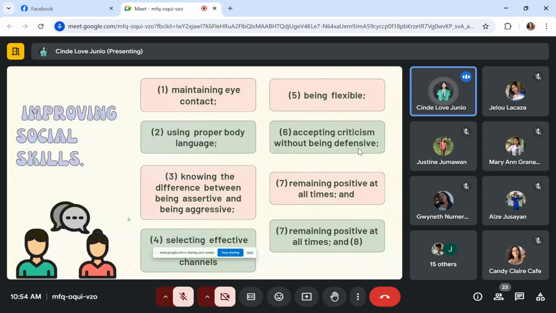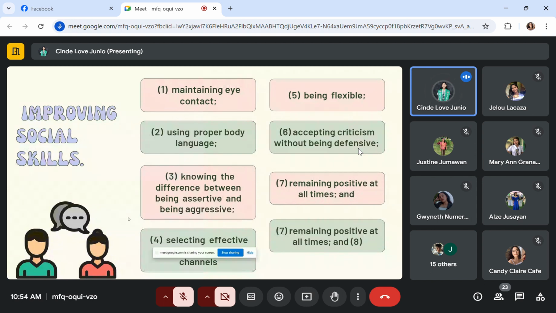Then next is knowing the difference between being assertive and being aggressive. So you are being confident without being rude or forceful. For example, you can say, I would like a turn, please, instead of grabbing something or just shouting.